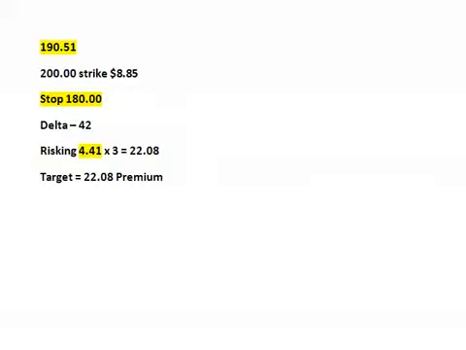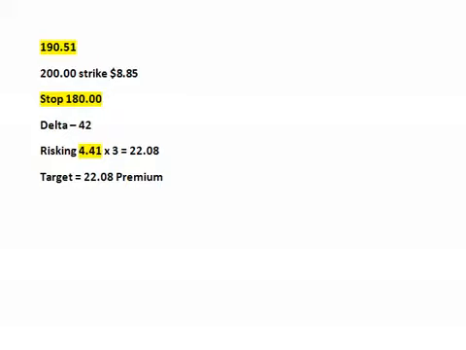If our stop is 180 and our stock price is 190.51, we're risking $10.51 as far as stock is concerned. But if we want to calculate what we're risking as far as the option is concerned, we're going to take that 10.51 and multiply it times our delta of .42. So we go 10.51 times .42, and we get $4.41. Okay, so we're risking 4.41.